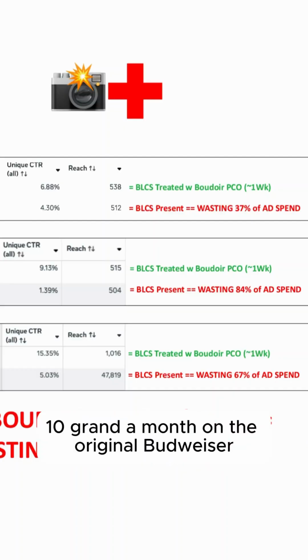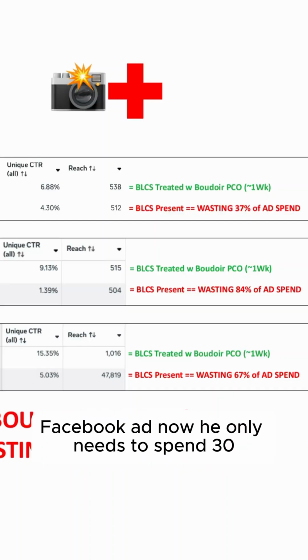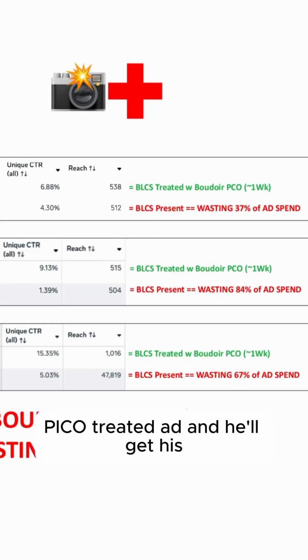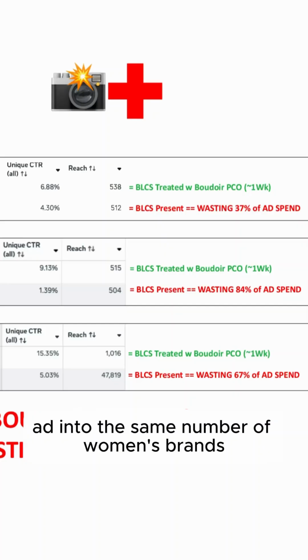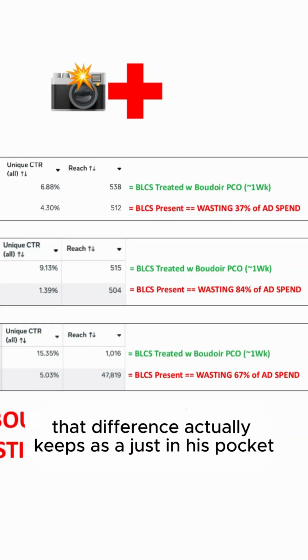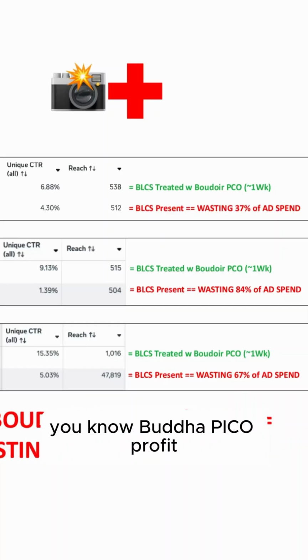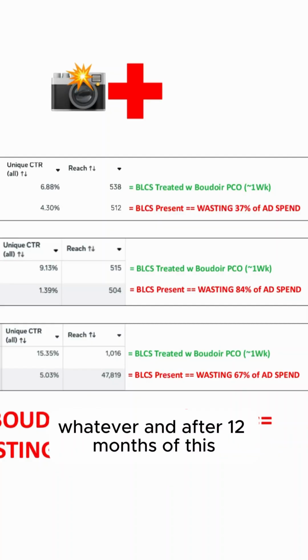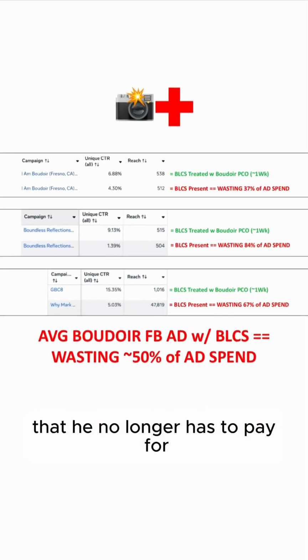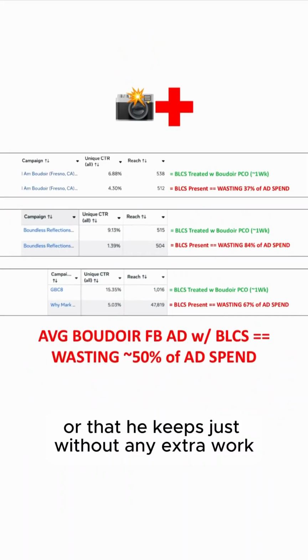So if he was spending 10 grand a month on the original Boudoir Facebook ad, now he only needs to spend 3,300 bucks a month on the new Boudoir Pico treated ad, and he'll get his ad into the same number of women's brains. And that 6,700 bucks a month delta, that difference, he actually keeps in his pocket again as another phantom profit, Boudoir Pico profit, whatever. After 12 months of this, it's kind of an 80K extra bonus in his pocket that he no longer has to pay for, or that he keeps without any extra work.